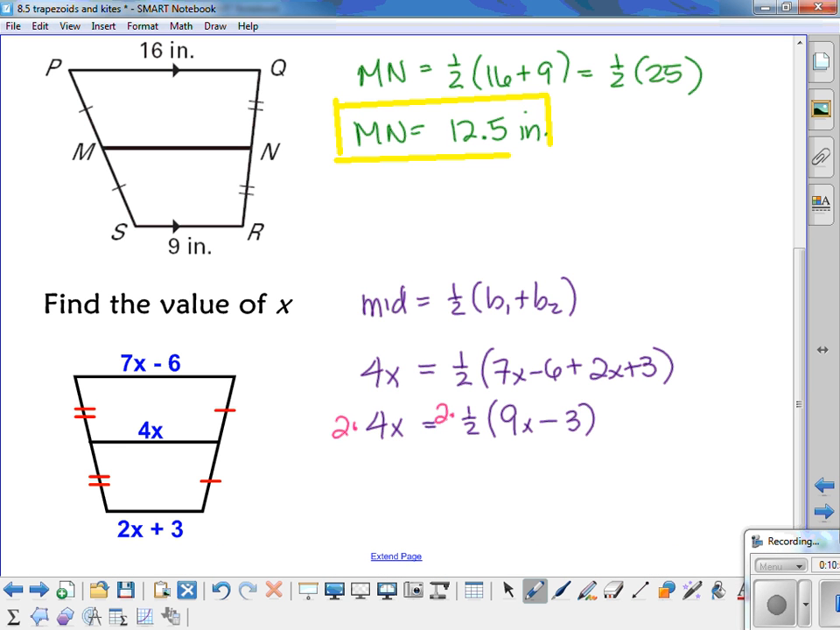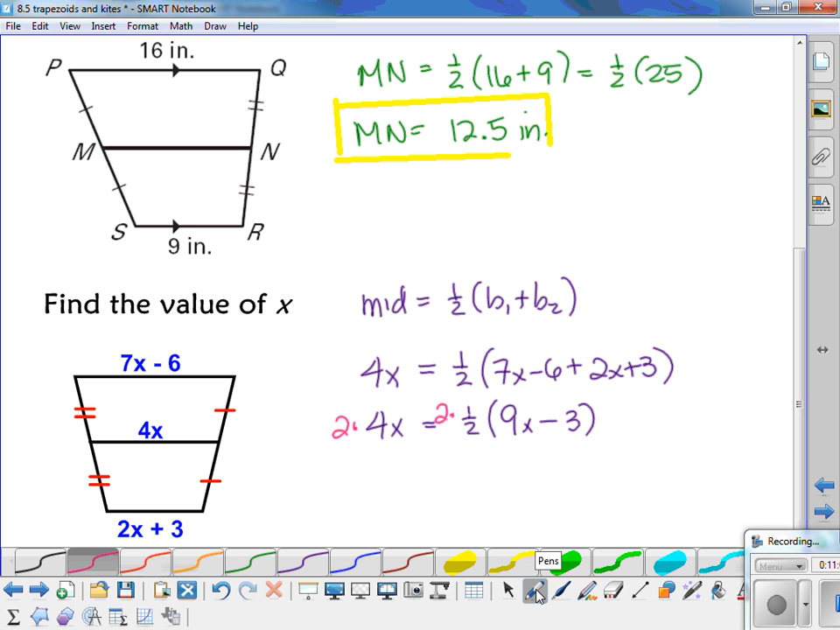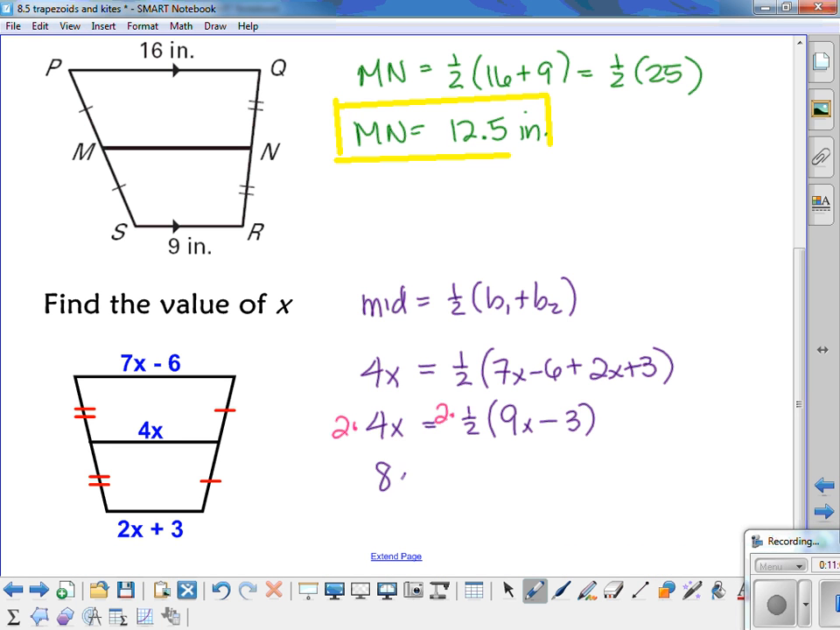Of course you can, or you can make it a decimal. You'll still get the right answer, but I know a lot of you don't like fractions, so we'll go ahead and get rid of them. Alright, so now I have 8x is equal to 9x minus 3, because over here those cancel out, and so x would equal 3.